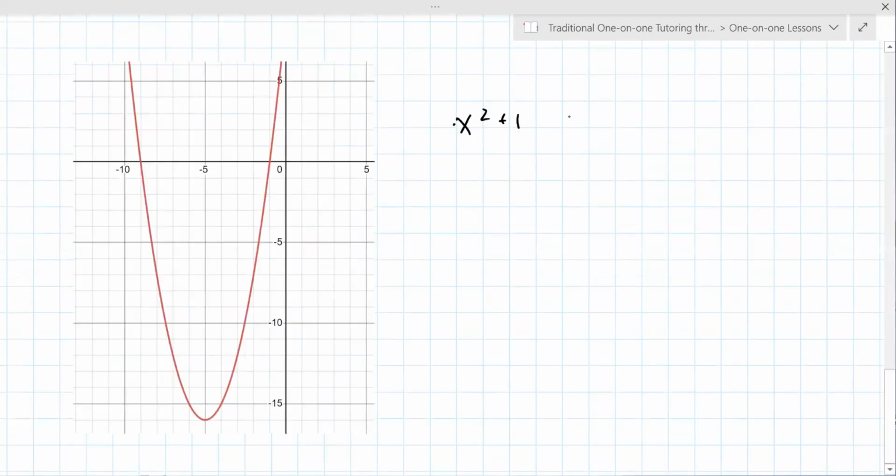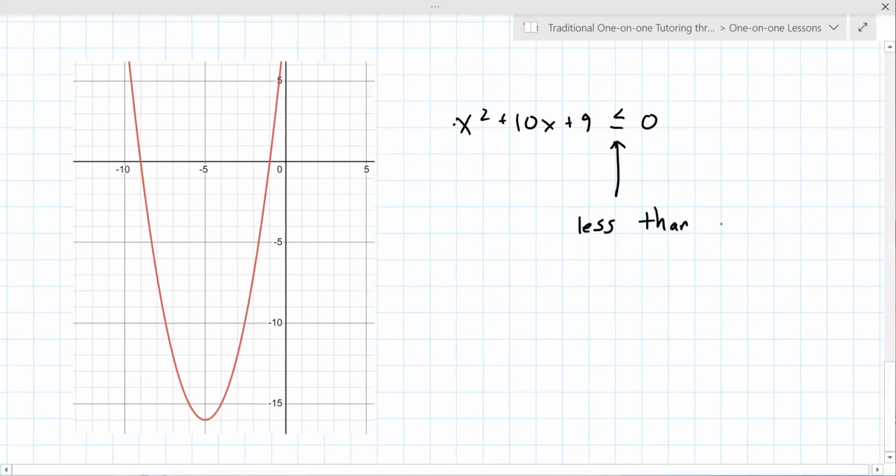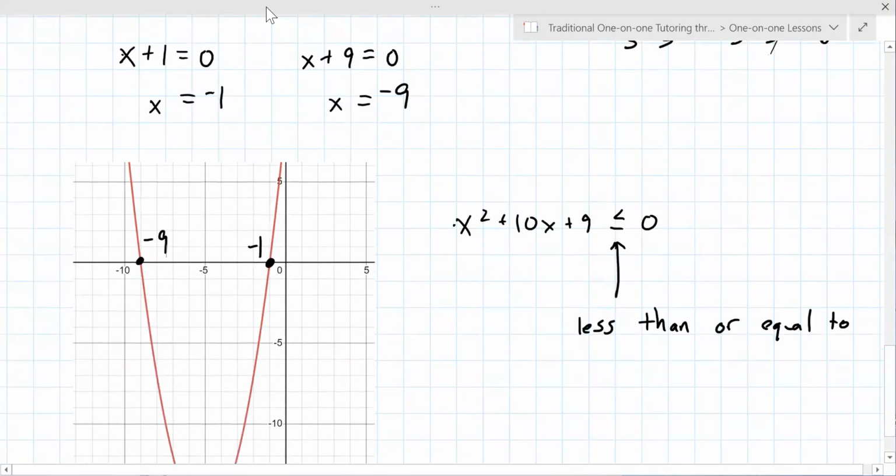x squared plus 10x plus 9 less than or equal to 0. So this symbol right here, that you had some questions about, it's stated less than or equal to. That's what that symbol means. Now we just found that x is -1 and x is -9. Do you recall doing that in the previous step right here? Yeah.